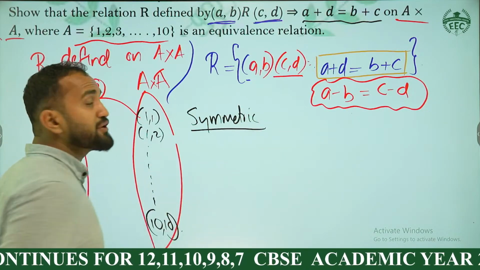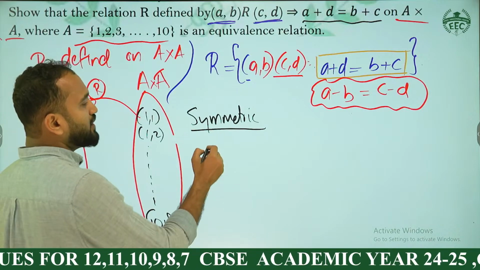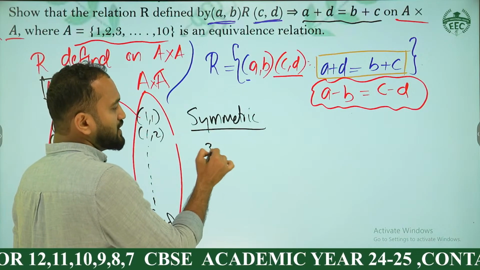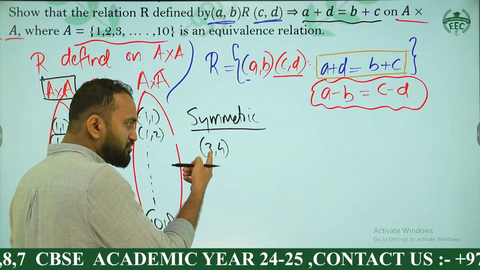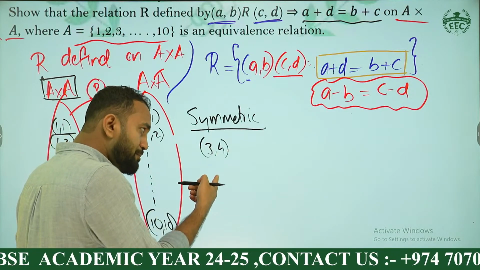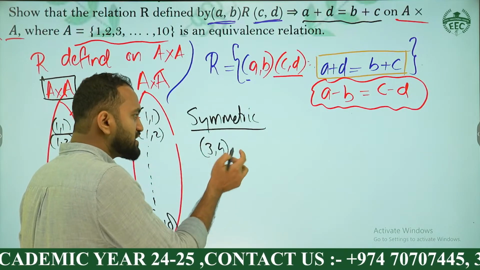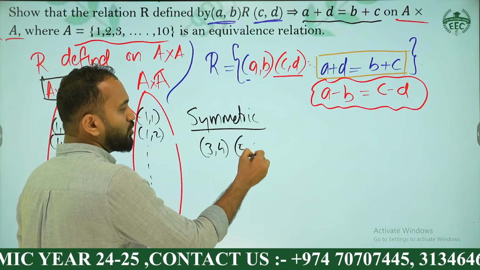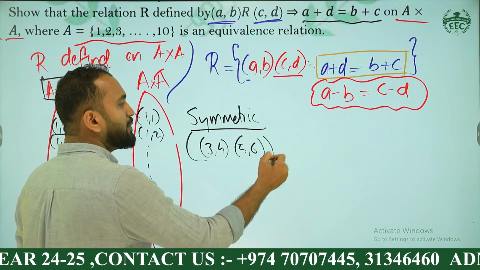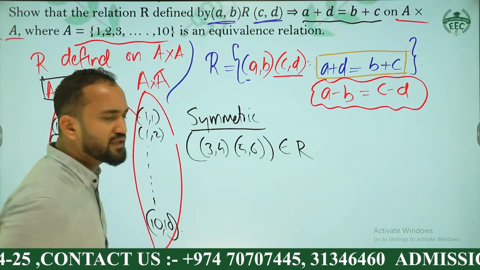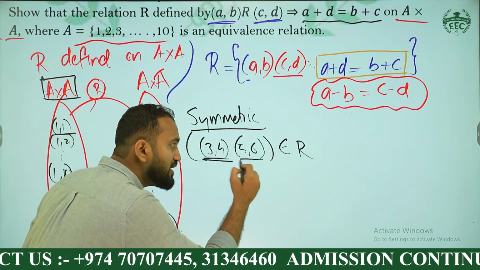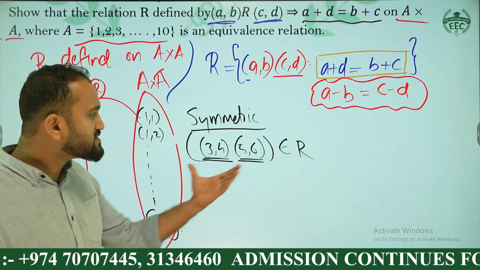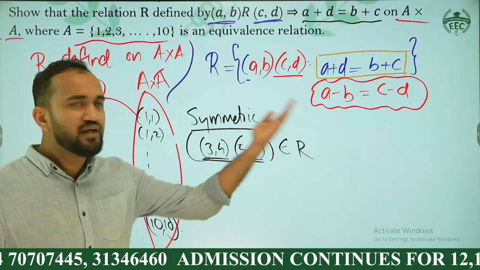Is this relation symmetric or not? Tell me a pair which satisfies this relation. 3 comma 4 will be related to, what is the difference of 3 and 4? Minus 1. So tell me a pair whose difference is equal to minus 1. 5 comma 6. This will be a pair in the relation now. Yes or no? Yes. What is the difference of 3 comma 4? Minus 1. Difference of 5 and 6? Minus 1. Therefore, I can say that this will be a pair in the relation.